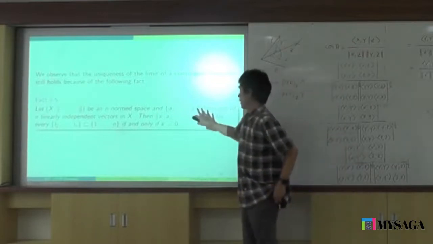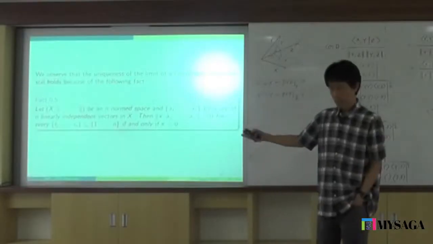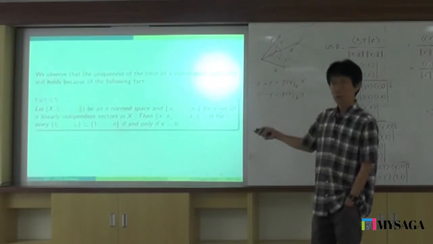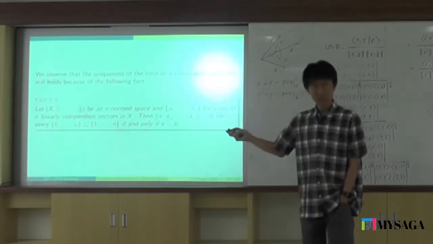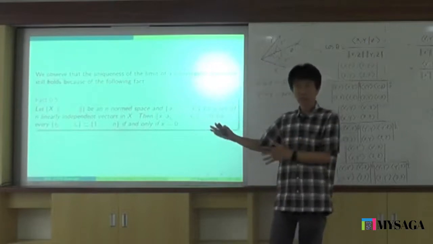Okay? So in general, we get this fact. If A1 up to An is a set of n linearly independent vectors, and if it is 0 for all n minus 1 possible vectors taken from A1 up to An, then x must be 0. And this fact is important when you prove the uniqueness, remember?